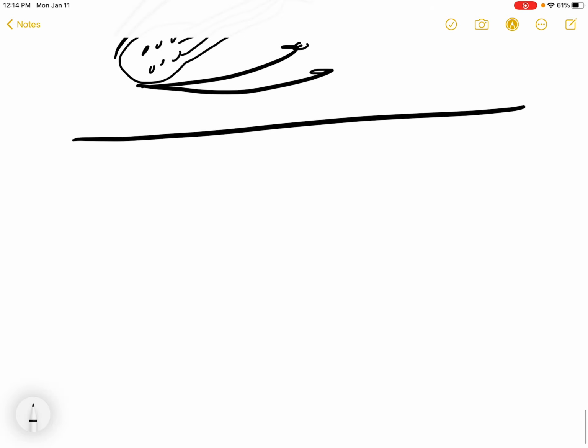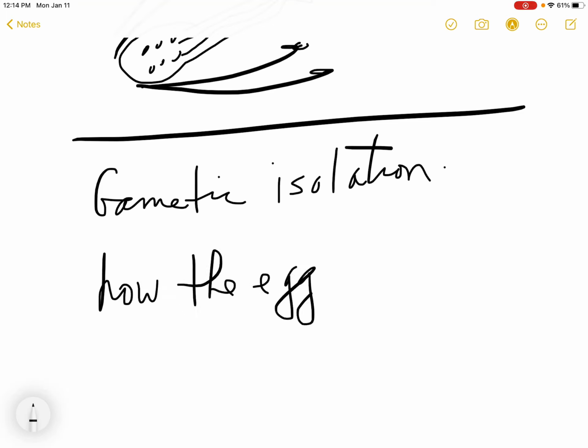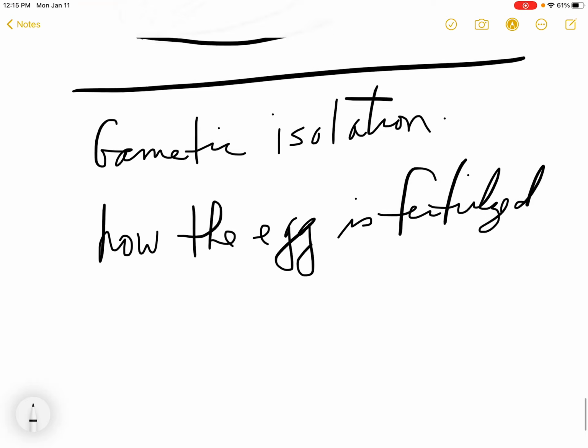And one more mechanism, and this is what we call gametic isolation. Now remember, a gamete, right, is the sperm and eggs. So this is basically how the egg is fertilized, how the egg cell is fertilized. There are different methods of fertilizing an egg cell.